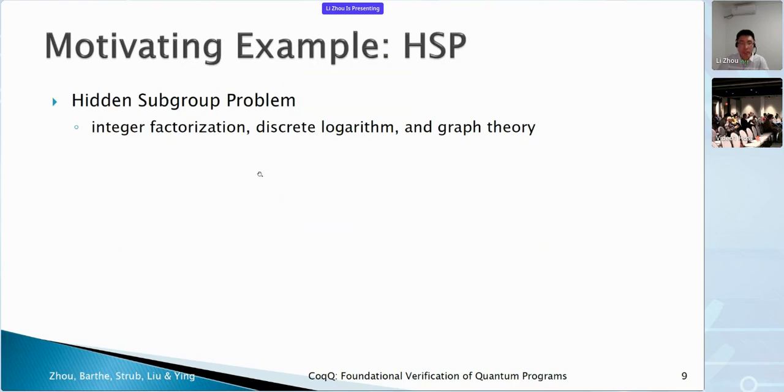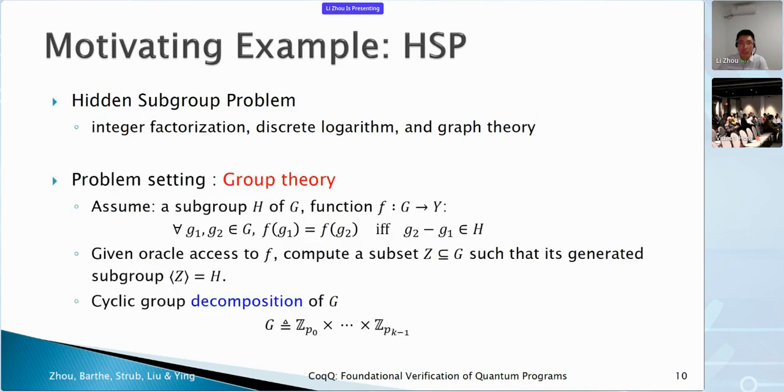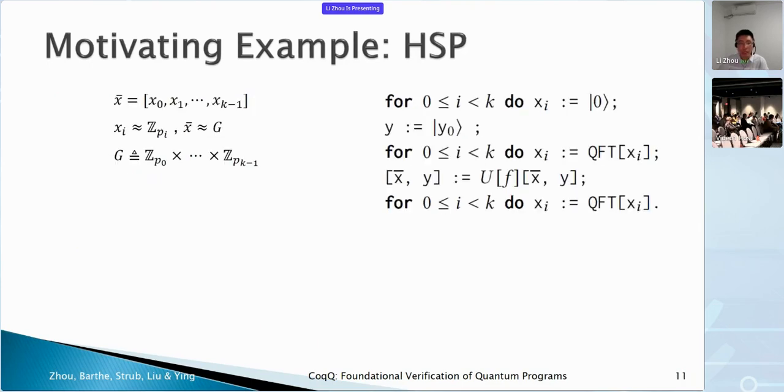One motivating example is the hidden subgroup problem, which arises in many settings, including integer factorization, also known as Shor's algorithm, discrete logarithm, and graph theory. The problem is about group theory. Here, we consider the setting for a finite abelian group G and use the fact that any such group has a cyclic decomposition. That is, G is isomorphic to the Cartesian product of integers modulo p_i. Let me skip the details, but just show the algorithm here. It's only 5 lines of code and very simple. Yet none of the existing tools try to verify its correctness.